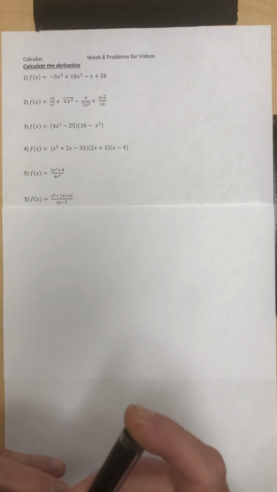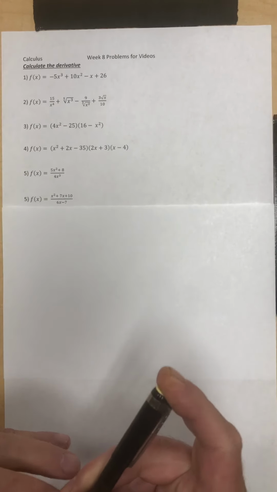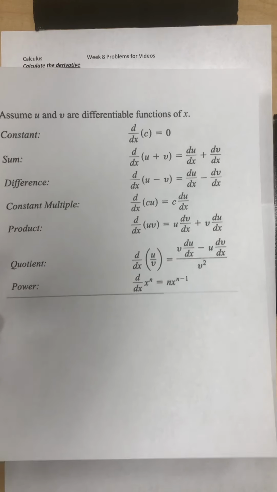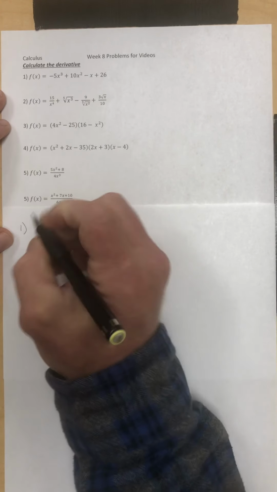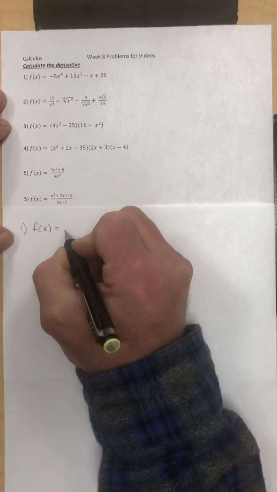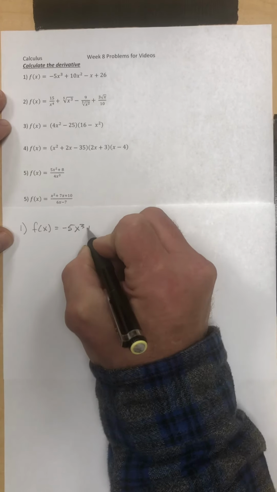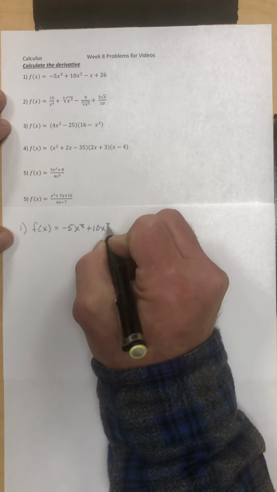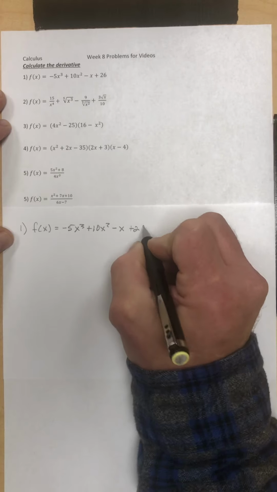Just making a couple videos today, just working on using these derivative rules. Okay, so you might want to keep this guy handy. We'll refer to it. Okay, so let's see this first one. I've got f of x equals negative 5x cubed plus 10x squared minus x plus 26.